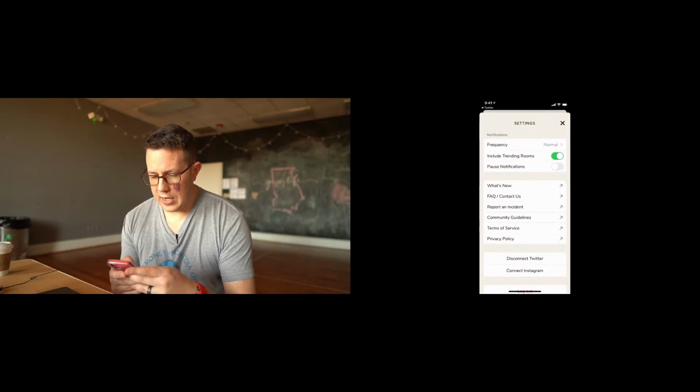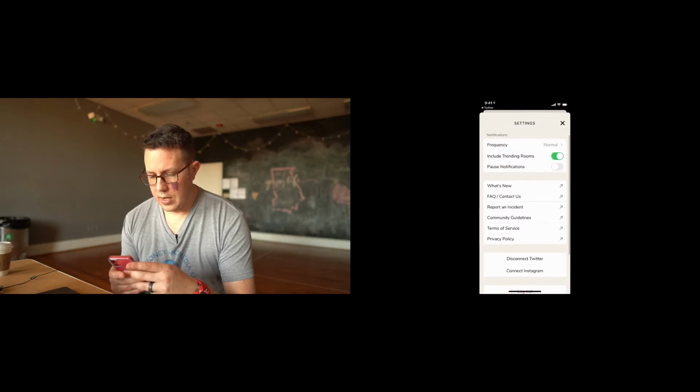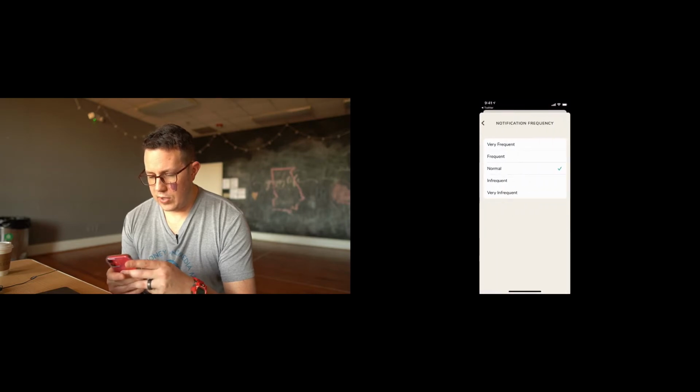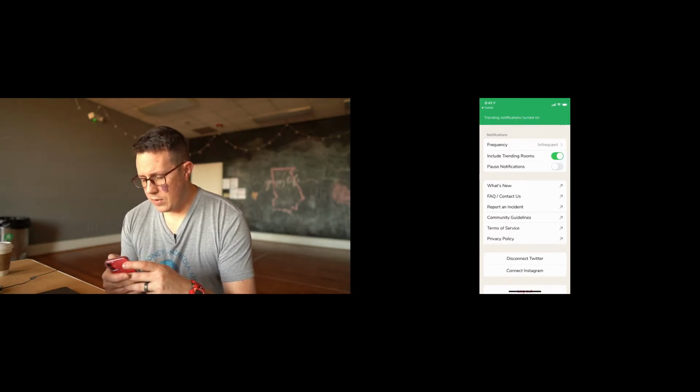There's also some settings up here where you can change. You can disconnect Twitter right there. Frequency of notifications. That could actually be really helpful. Frequency, infrequent, please. Include trending rooms. Nope, I don't care about that. I do care about that. Doesn't matter. So let's move back.